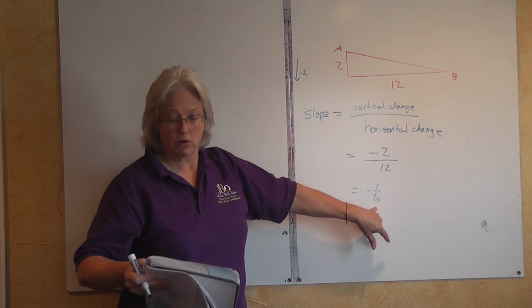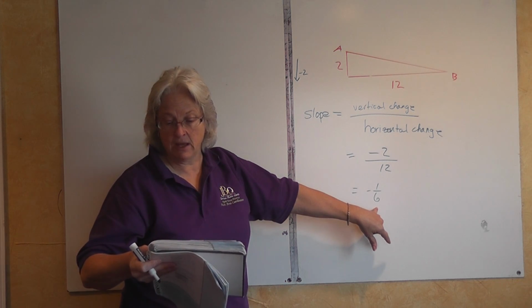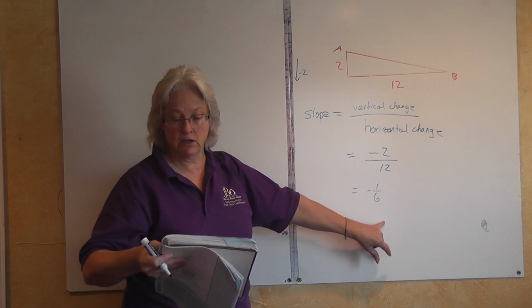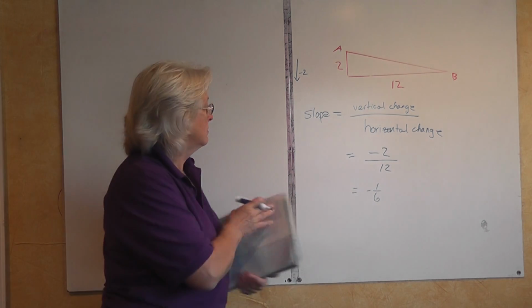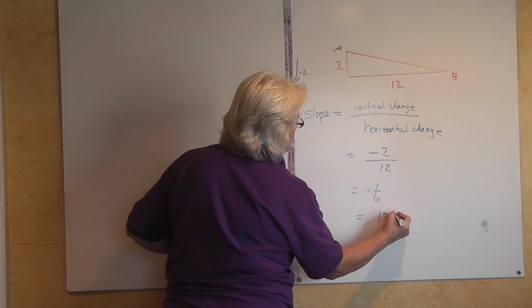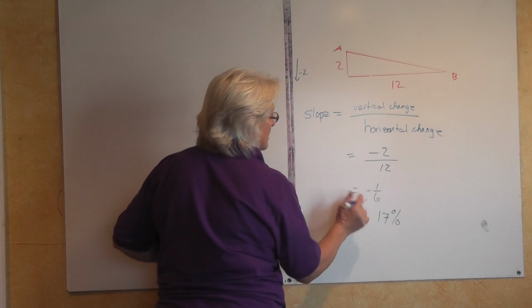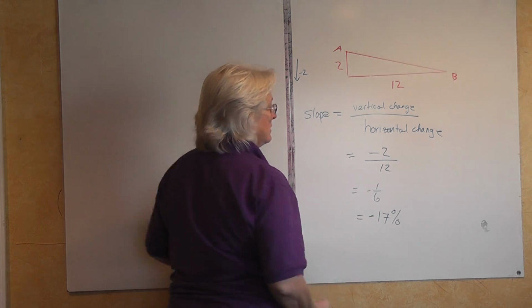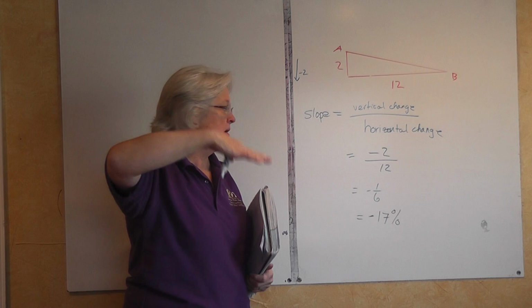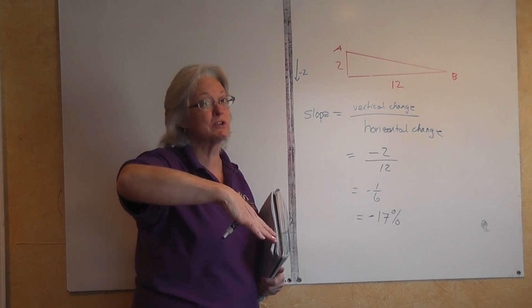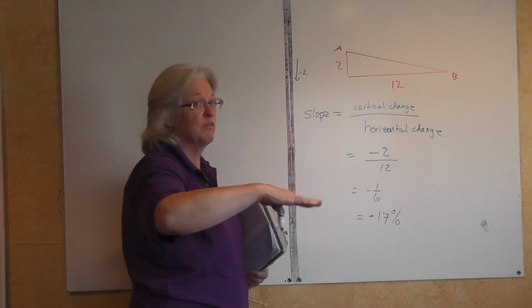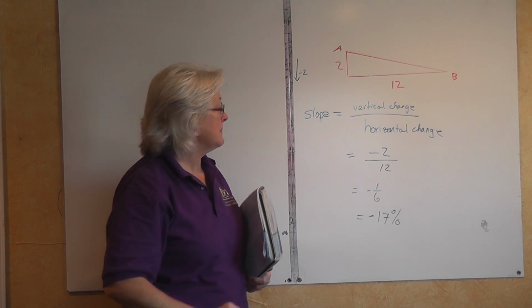So if we were to actually go ahead and do this division here, 1 divided by 6 is approximately 17%. This is a -17%. And what this tells us is that we have a downgrade, a 17% downgrade, which is pretty significant. You don't do those on a car very frequently at all.